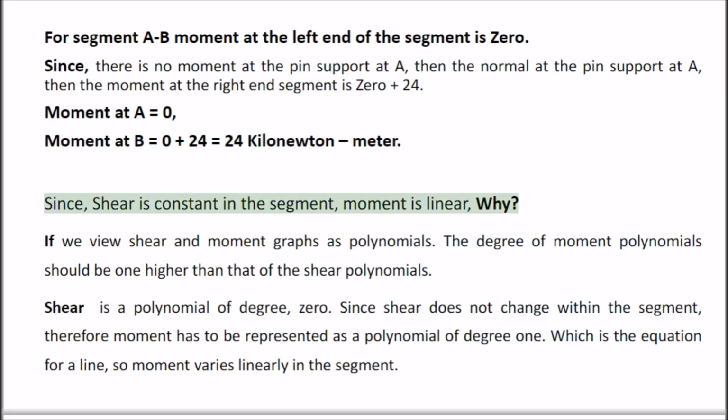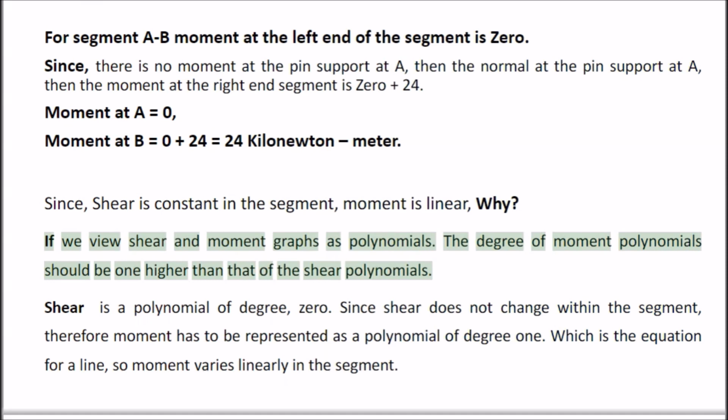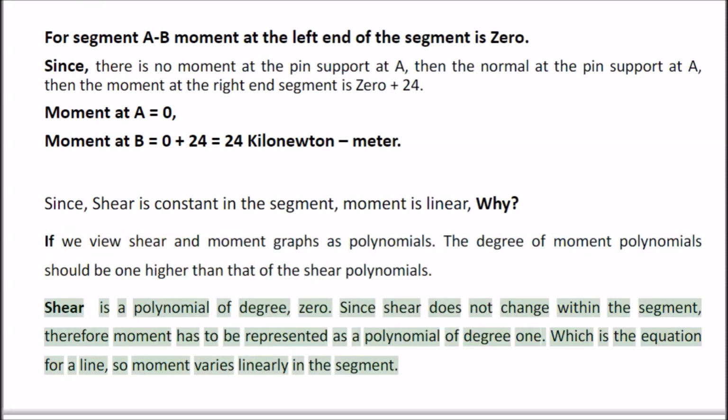Since shear is constant in the segment, moment is linear. Why? If we view shear and moment graphs as polynomials, the degree of the moment polynomial should be 1 higher than that of the shear polynomial. Shear is a polynomial of degree 0. Since shear does not change within the segment, moment has to be represented as a polynomial of degree 1, which is the equation of a line, so moment varies linearly in the segment.